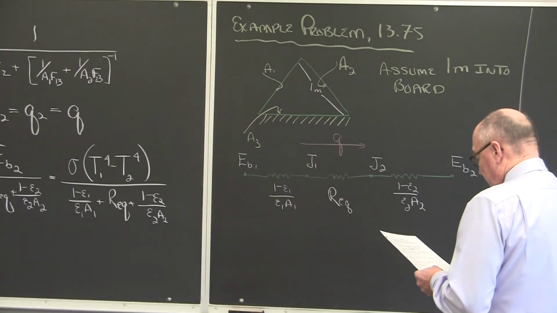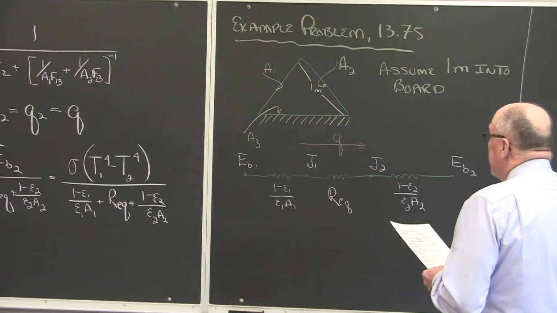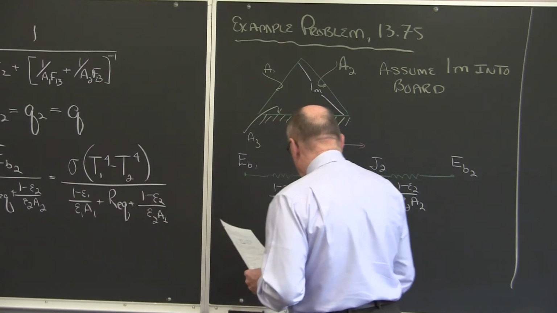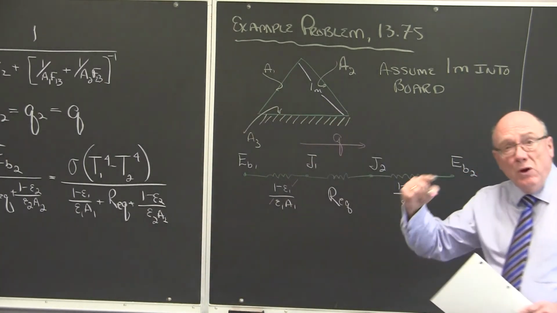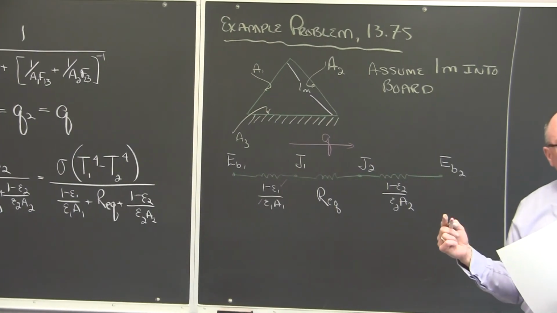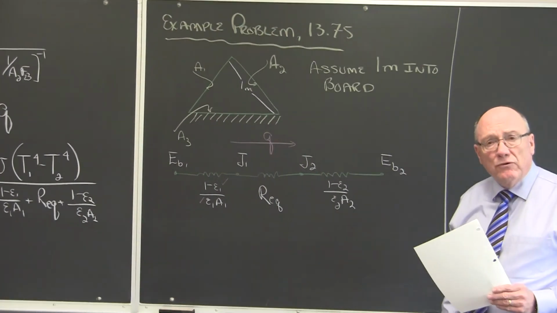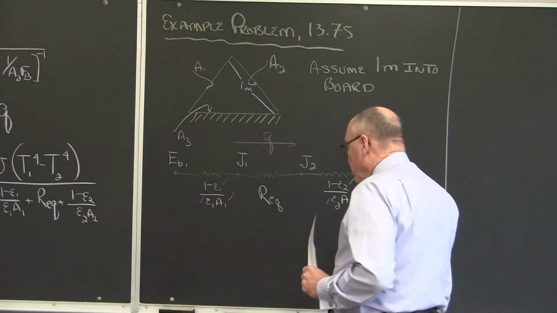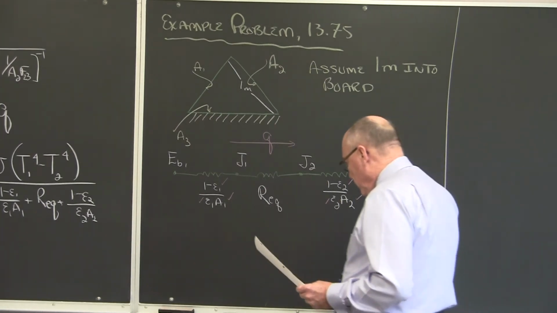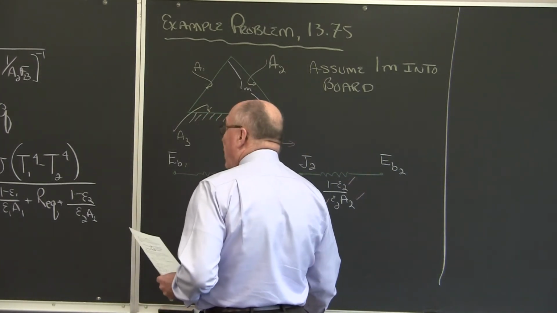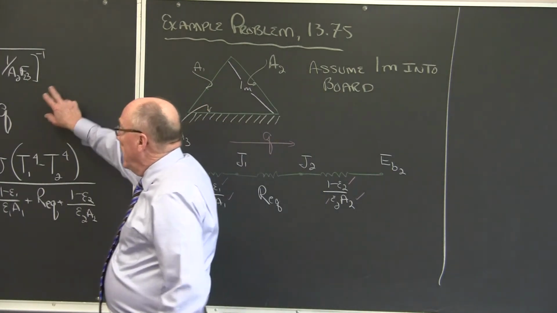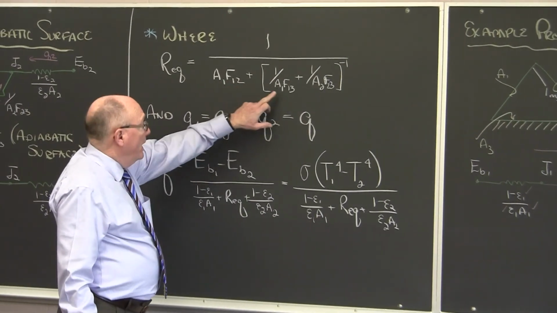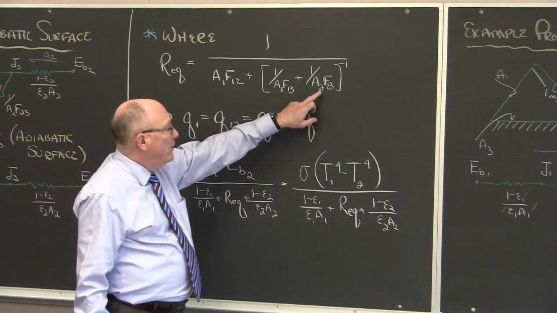All right. So what do we know? First thing we need to do is figure out some of these values. We're told epsilon 1, so we know those. I've already told you we're going to assume 1 meter into the board, so each one is 1 meter in width, and 1 meter into the board, so it's 1 square meter, so we know A1, and we know A2, and we're given epsilon 2 as well. So now we need to figure out our equivalent. Let's refresh our memory as to what our equivalent is, and it's right here. And in order to do that, we need to figure out what F1 to 2 is, what F1 to 3 is, and what F2 to 3 is.